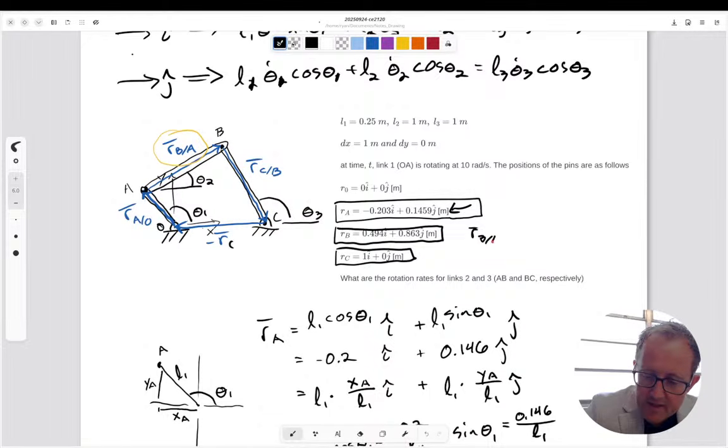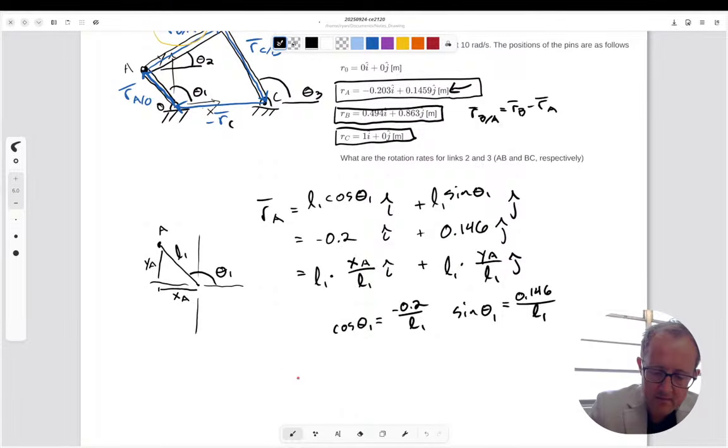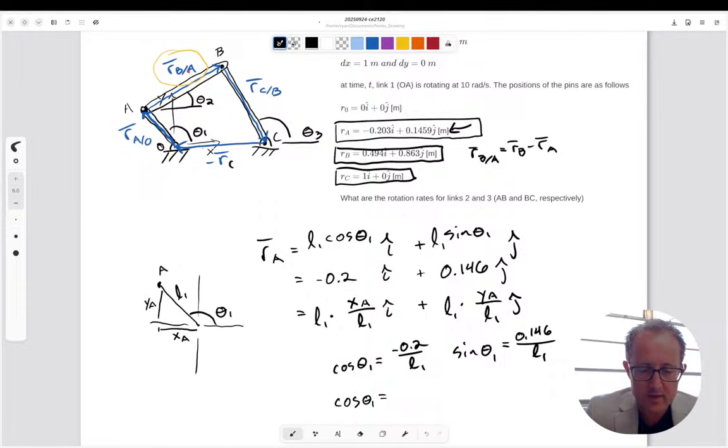So R_B/A equals R_B minus R_A. So cosine theta 1 is going to be the x direction of that B location plus the x direction of that A location, all over L2. So L2 is my hypotenuse, and I'm going to say that it's 0.494 minus a negative 0.2, so plus 0.2.